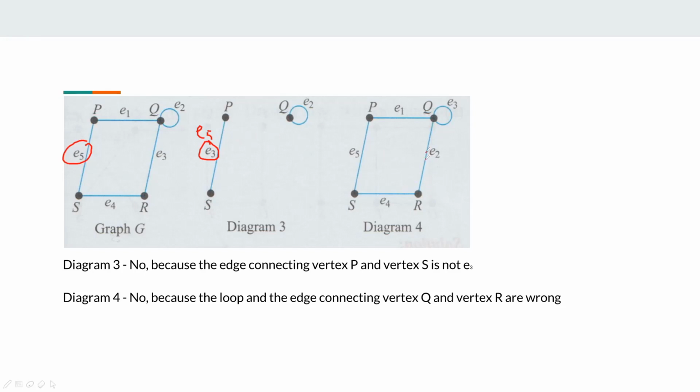Diagram 4. Diagram 4 is also not a subgraph of graph G because the loop and the edge connecting vertex Q and vertex R are wrong. If you can see clearly here, E3, E2, E3 and E2, they are swapped out, and this is supposed to be E2 and this is supposed to be E3. So no, this is not a subgraph of graph G.